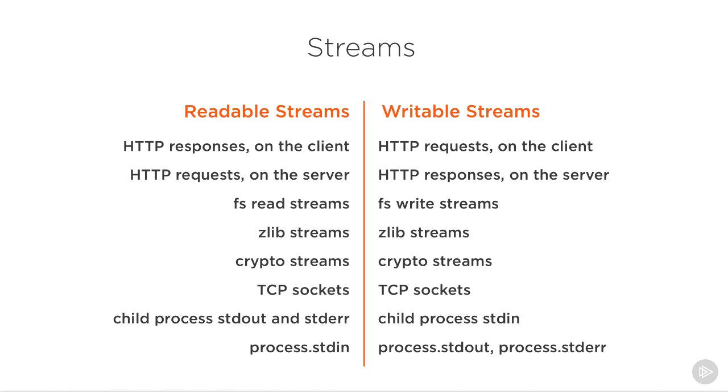This list has some examples for readable and writable streams. Some of these items are both readable and writable streams, and you can notice how the items are related. So while an HTTP response is a readable stream on the client, it's a writable stream on the server, because basically one object generates the data and the other object consumes it. Note also how the stdin, stdout, and stderr streams are the inverse type when it comes to child processes, which we'll talk about in the next module.